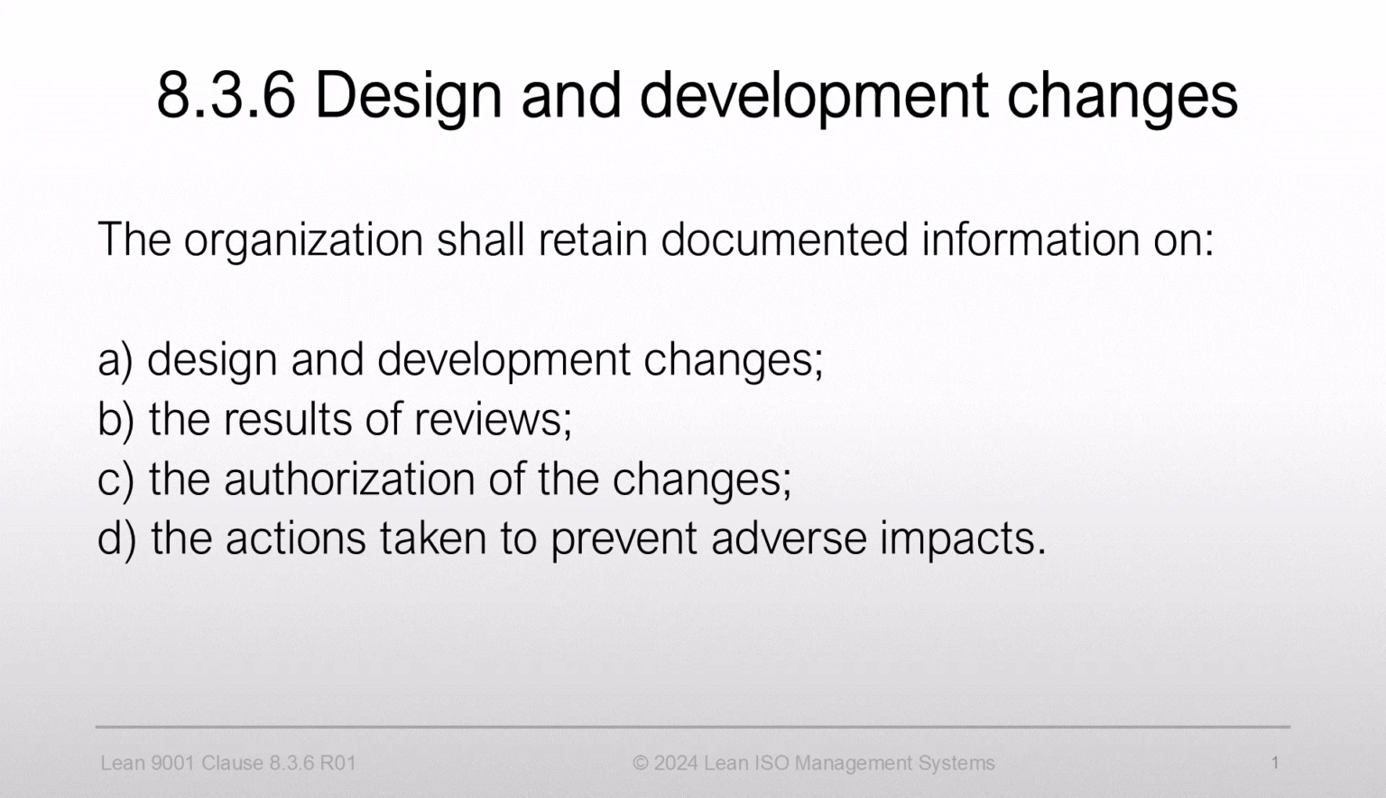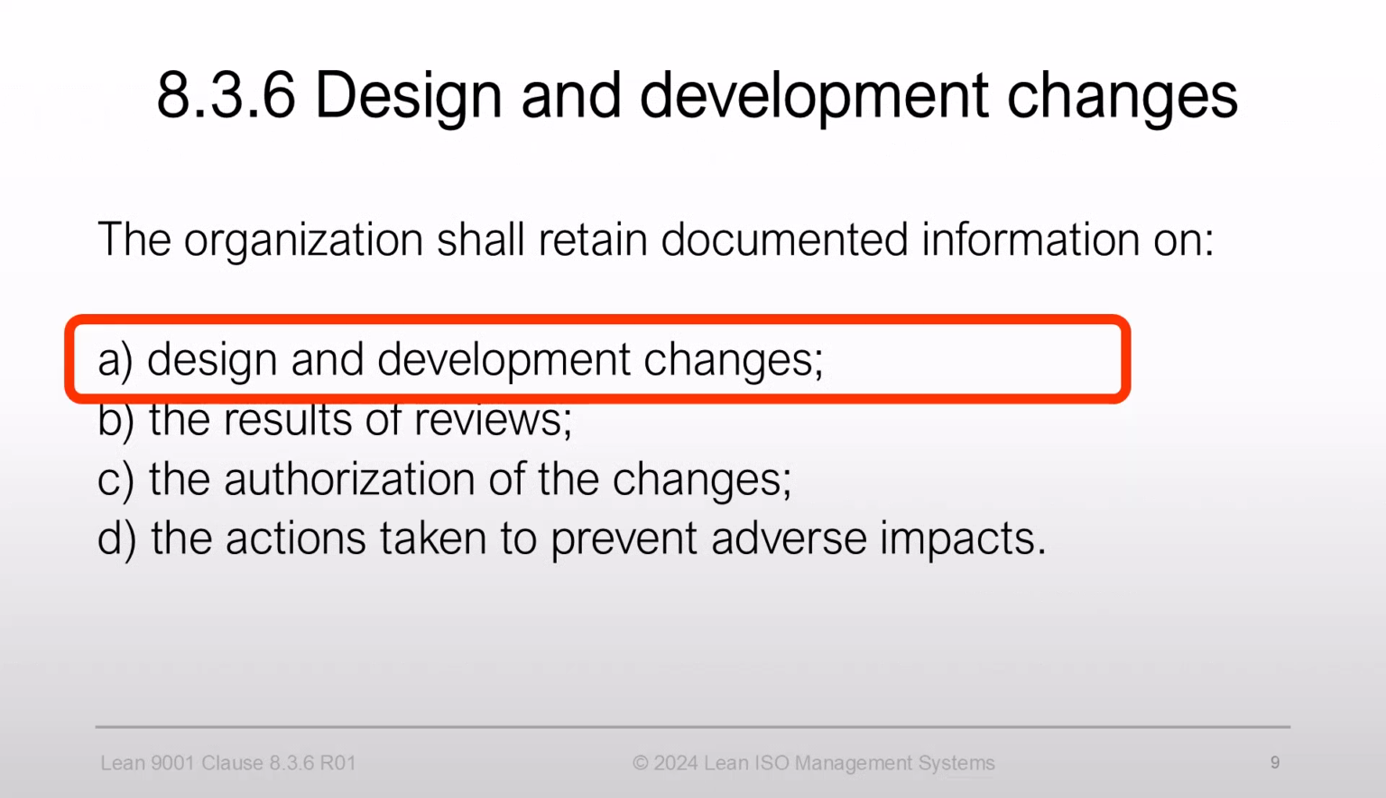The following section requires us to maintain documented information on various design stages. The organization shall retain documented information on a. Design and development changes. Again, this requirement is addressed through our documentation management system and document change records.